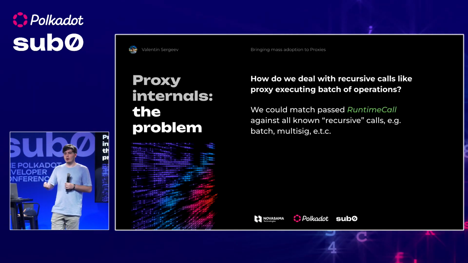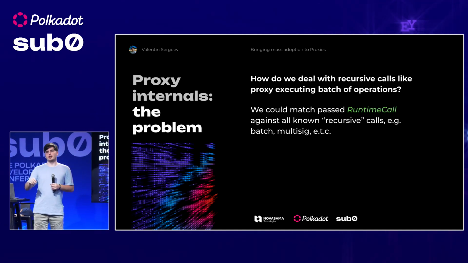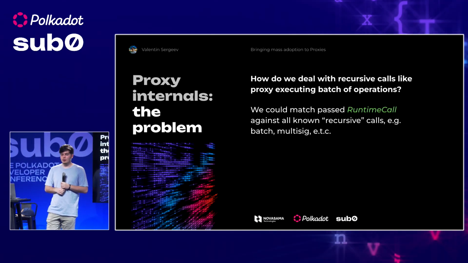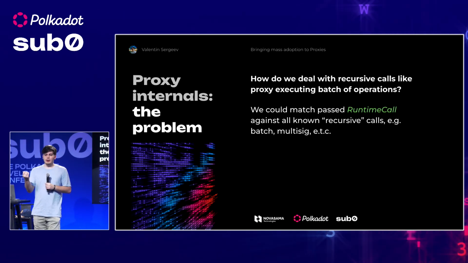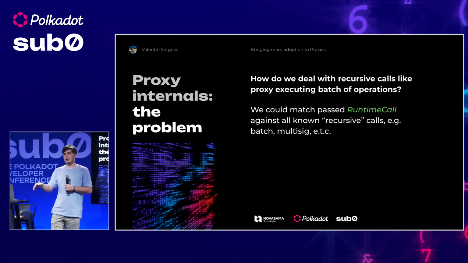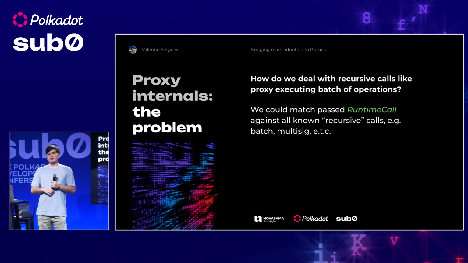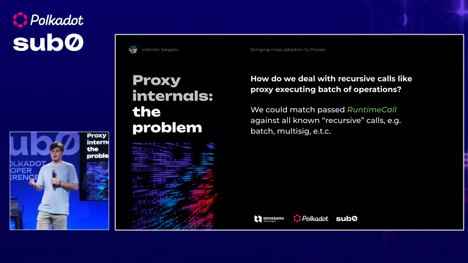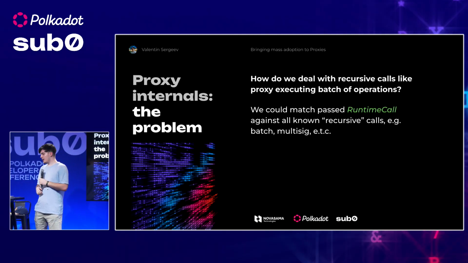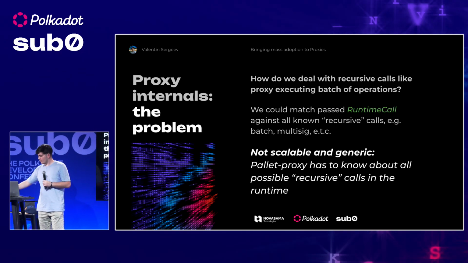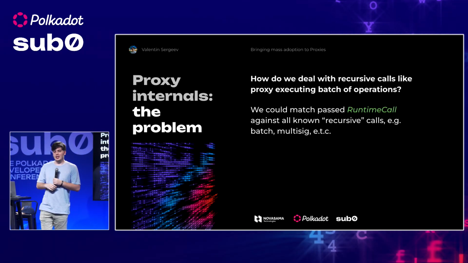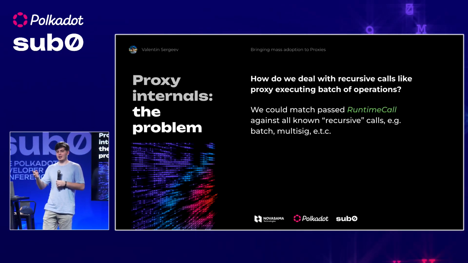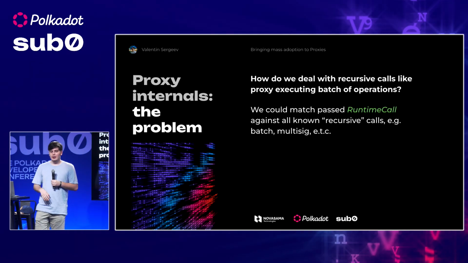An example of a recursive call is a batch call, when you can execute multiple operations inside one. For example, if I want to allow a proxy to execute transfer, I can whitelist the transfer itself, right? I can just say we allow a certain proxy type to execute transfers. But how do I ensure that a transfer as part of the batch will be checked the same way? I guess the simplest way you could proceed is by using pattern matching to deconstruct your runtime call and check it against any variants it has against batches.